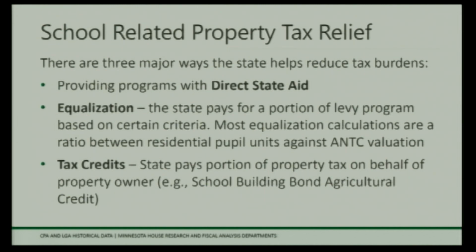In terms of school-related property tax relief, most of it comes from direct state aid to school districts and from equalization. But there are also state-paid property tax credits that, as Ms. Schill mentioned earlier, directly reduce the final tax bill that individual taxpayers pay. The largest of these is the school building bond agricultural credit. This is the largest overall property tax credit, which distributed about $70 million last year. The next highest property tax credit within the overall property tax system is the ag market value credit, which is about $36 million a year.